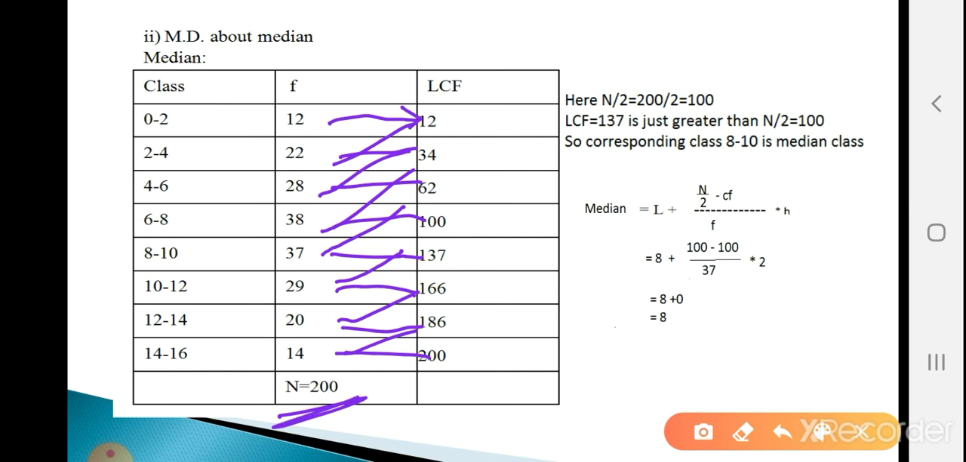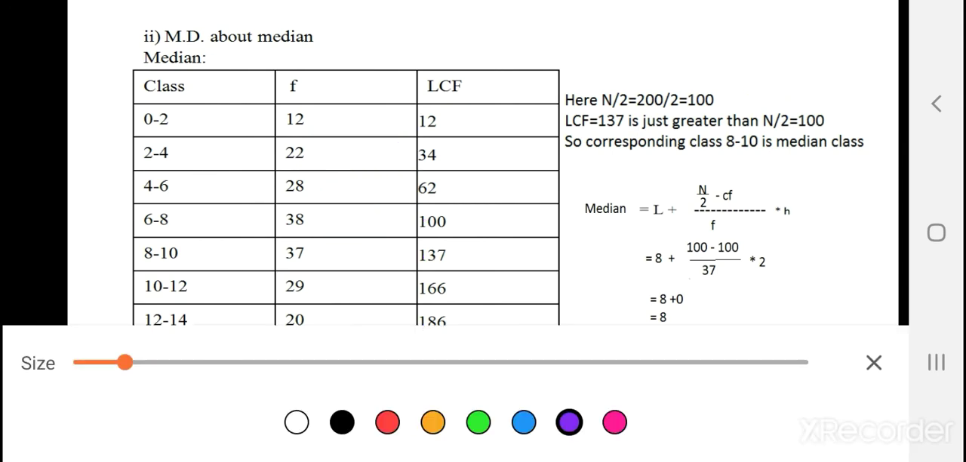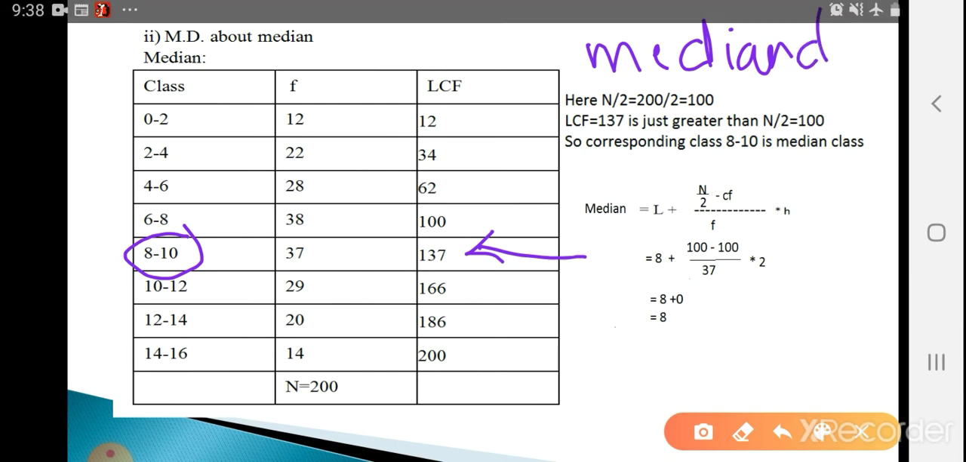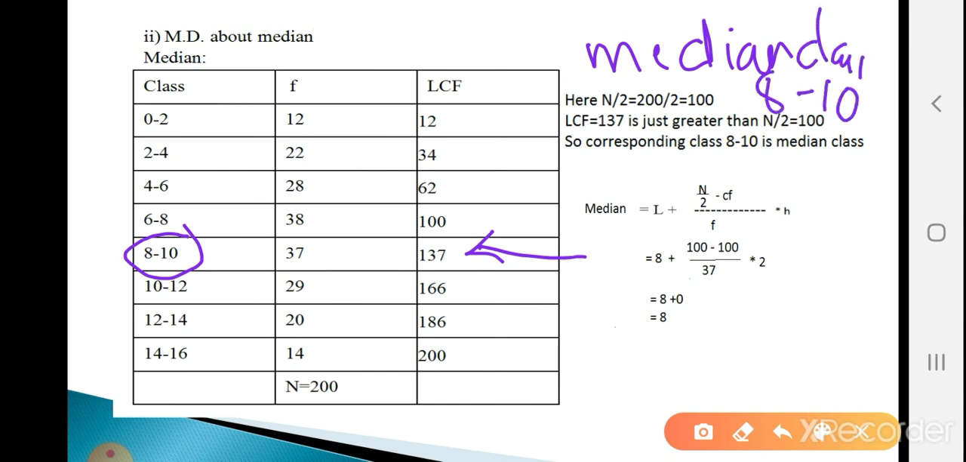So the second step is calculate the capital N divided by 2. Here the capital N is 200. So 200 divided by 2, that is 100. Now see the LCF just greater than 100. Here the 137 LCF value is just greater than 100, not equal to 100, just greater than 100. So the corresponding class is your median class. So our median class is 8 to 10.